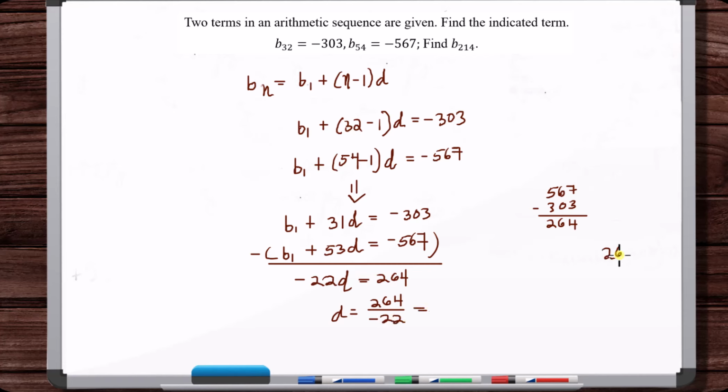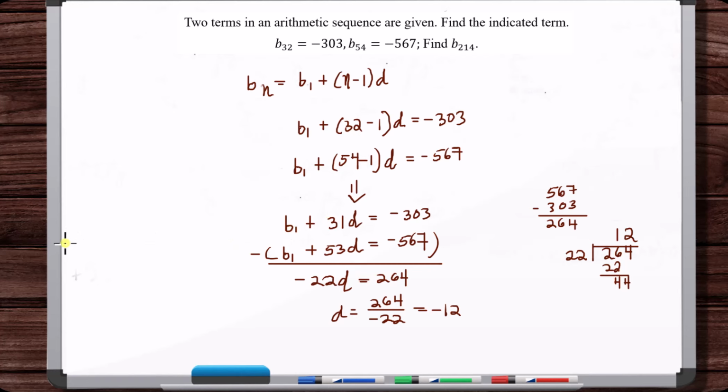So 264, let's just do the division here. So 12, so it's minus 12. D is equal to minus 12. Okay, now we can just plug in d is equal to minus 12 into this first equation.